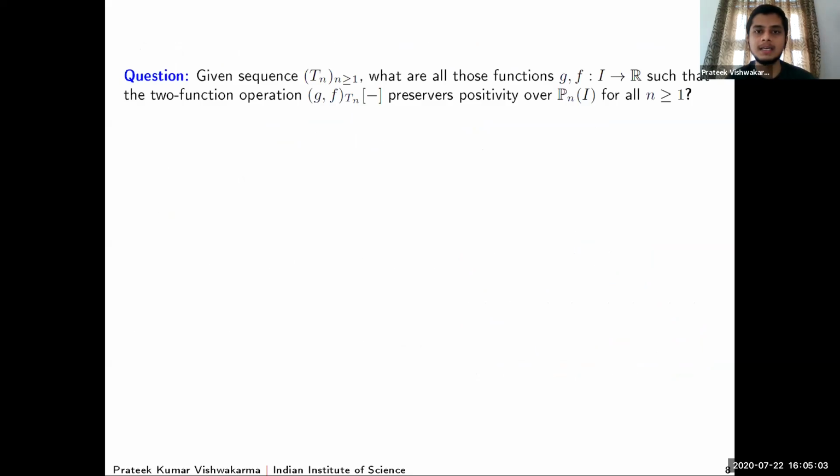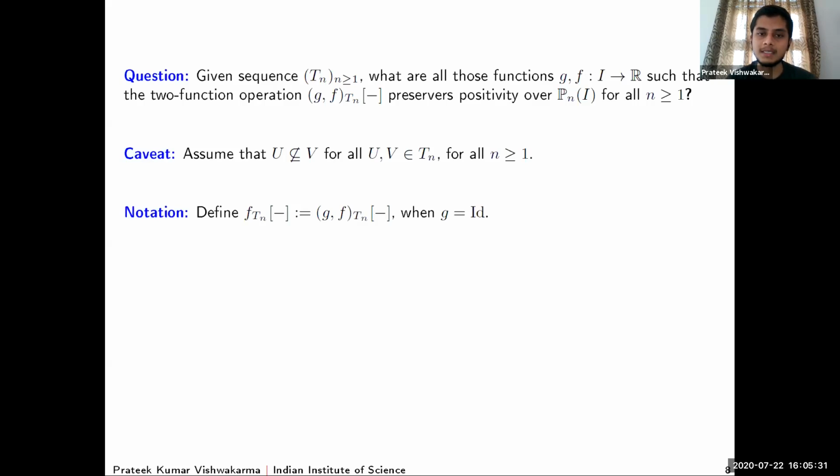Now, the question that we ask here is of the classification of the functions g and f such that the operation g of tn preserves positivity over pn of I for all n given any sequence tn. Observe that the question here allows us to assume that there are no comparable sets sitting inside any of the tn's, because the smaller set would be redundant. Because of the time constraint, I would like to stick to the case where g is the identity function from now on. Please have a look at the paper for more refinements.